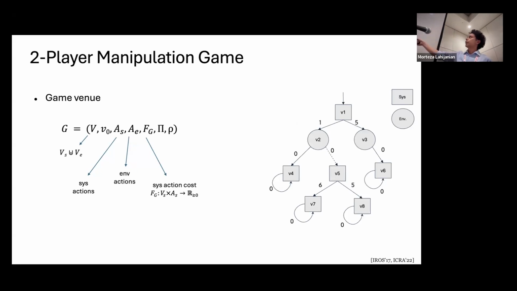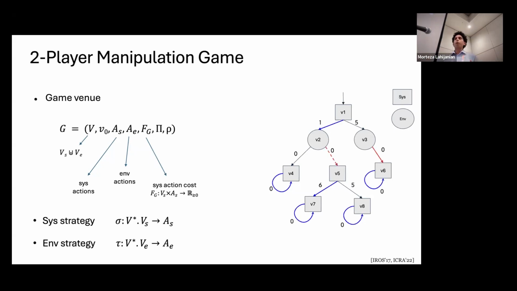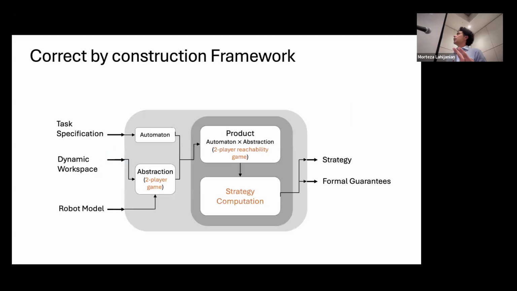Now I'm going to just use this graph as a running example for the rest of the talk. I have system states or robot states as squares, and circles are the environment states. At robot states, only the robot can take an action. At human states, only the human can take actions. And it goes on according to a strategy. The robot picks a strategy that tells it whether to go right or left, and the human can go either left or right according to its own strategy. And once both players have chosen their strategies, I'm going to have a cumulative cost.